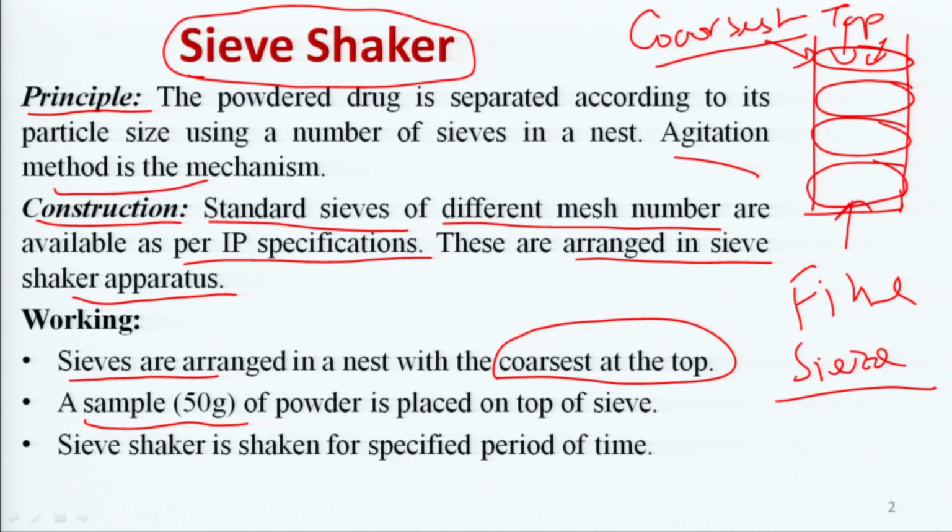Then the sieve shaker is shaken for a specified period of time. What is the specified period of time? That is 20 minutes. So, for 20 minutes the sieve shaker instrument is shaken, that is agitation takes place and the powder gets separated into different size fractions.